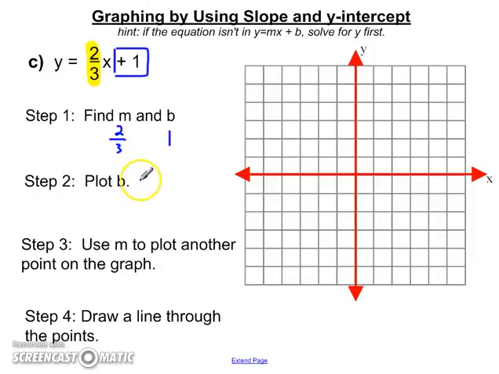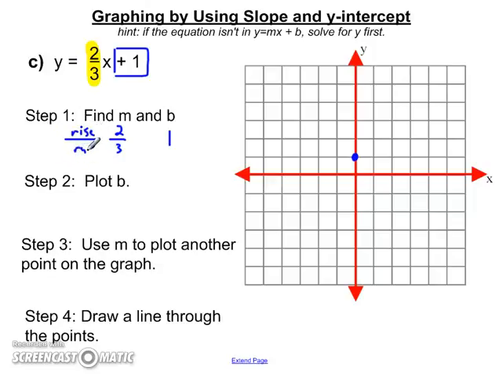All right, step number 2, we are going to start by plotting our b. So in this particular case, b, our y-intercept, is a 1. So I'm plotting that point at 1. We are then going to use m to plot another point. And again, remember, 2/3, that is rise, I just said it a second ago, over run.